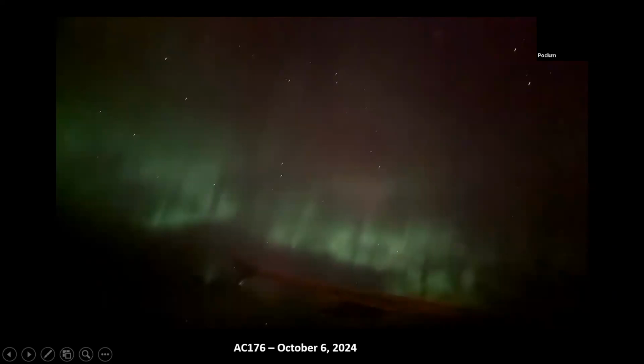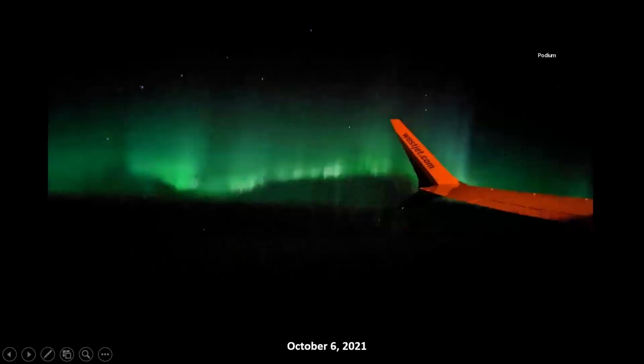So exactly October 6, 2024, 3 years after the first time I saw the Northern Lights from the plane, October 6, 2021. So yeah, I'm so lucky to have seen the Northern Lights 6 times on the plane. And speaking of Northern Lights, I know the topic is the plane.